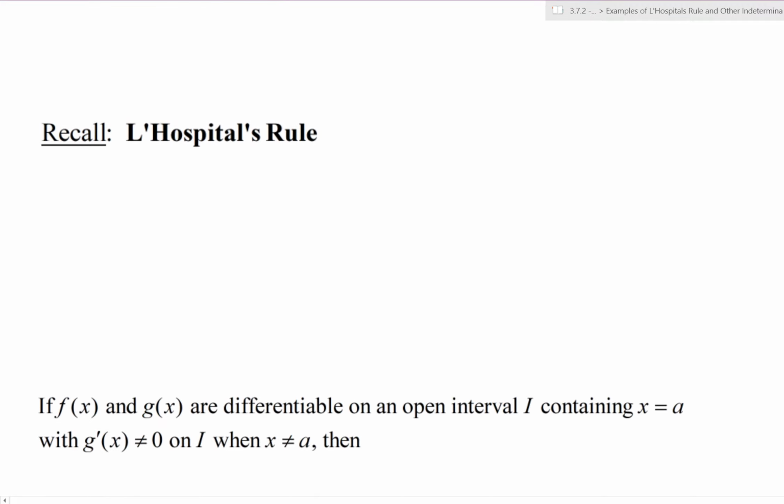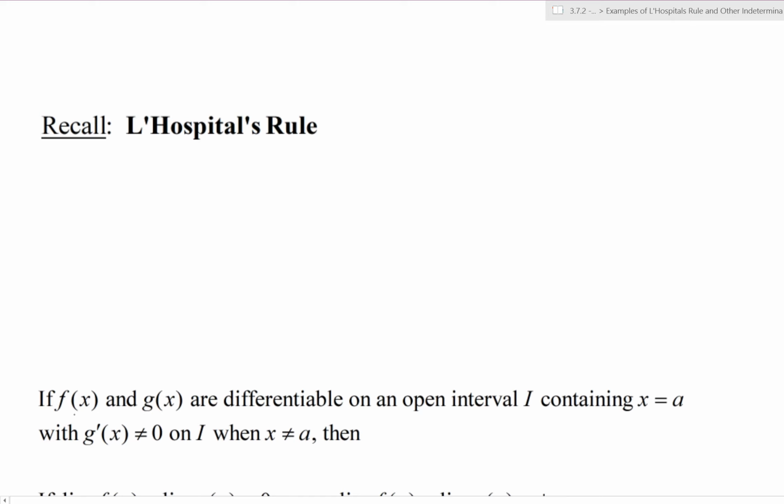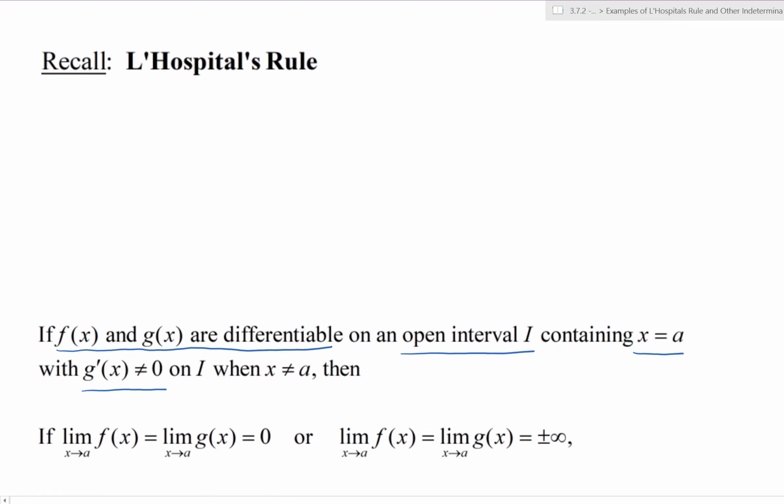L'Hôpital's Rule says if you've got two different functions, say f of x and g of x, which are both differentiable on an open interval I containing some location x equals a, with g prime of x non-zero on that same interval I, when at least x is not equal to a. Basically, what do you have? Two functions, f and g, differentiable on an open interval I, meaning they're both continuous as well.